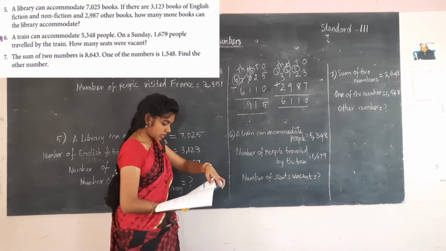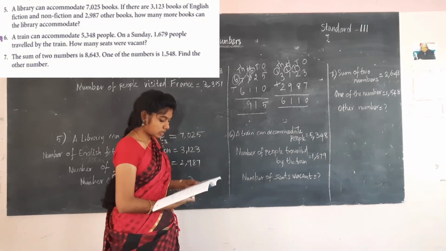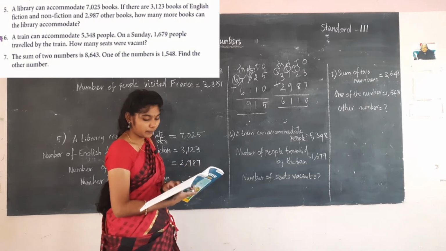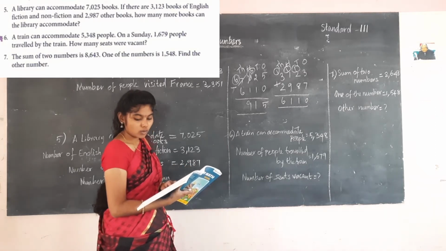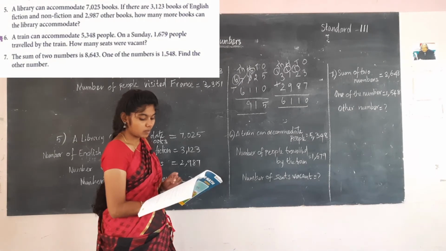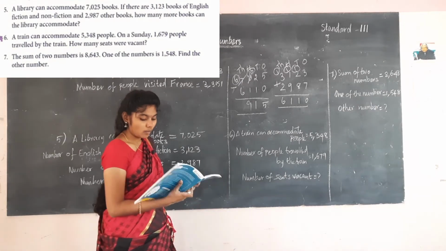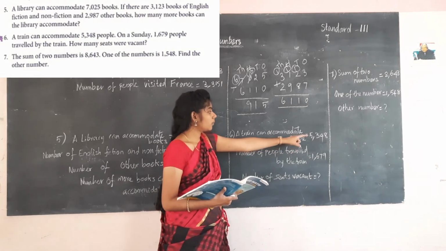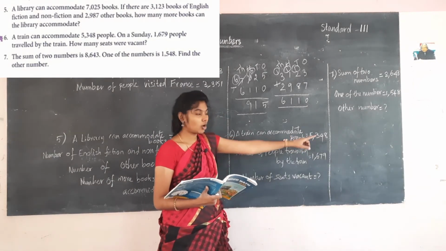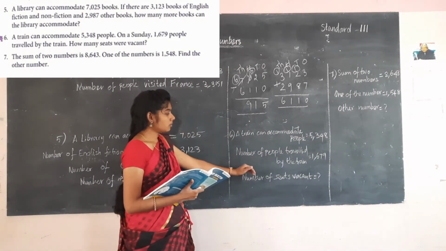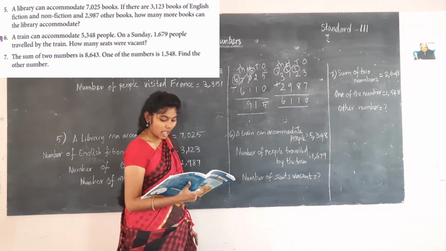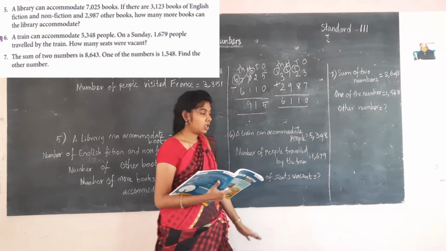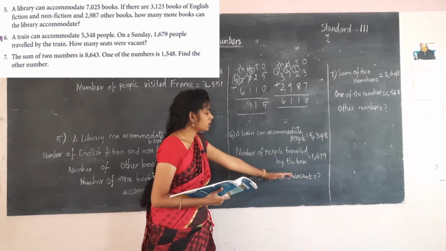So the next question is a homework sum. A train can accommodate 5,348 people. On Sunday, 1,679 people travelled by the train. How many seats were vacant? Here they have given the train, which can accommodate 5,348 people. And on Sunday, the number of people who travelled is 1,679. So here, how many seats will be vacant?